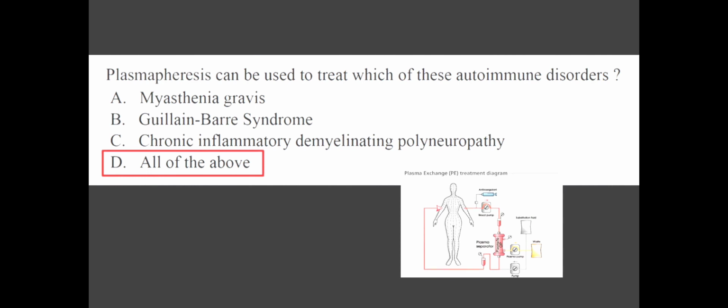All of the above. Plasmapheresis is a process in which the liquid part of the blood, or plasma, is separated from the blood cells. Typically, the plasma is replaced with another solution such as saline or albumin, or the plasma is treated and then returned to your body.